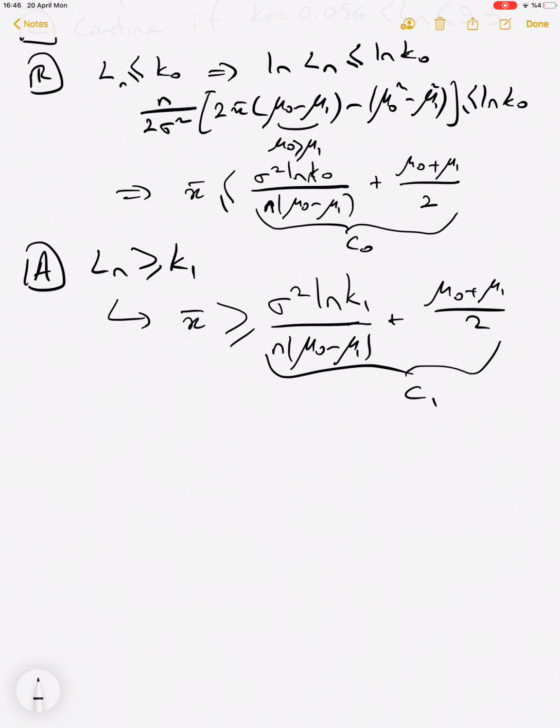Okay, and then continue taking samples if our x bar is between c0 and c1.